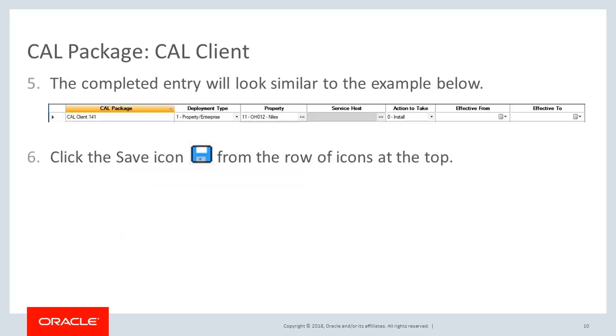You will be returned to the Deployment Schedule screen. Verify that the CAL Client is the desired version number, and the action to take is set to Install. Save this by clicking on the disk icon from the row of icons at the top of the EMC module.